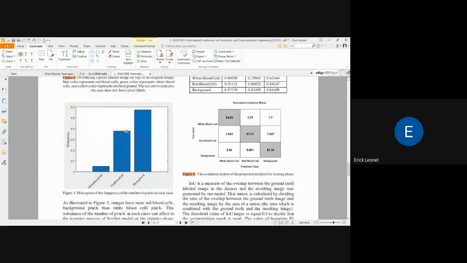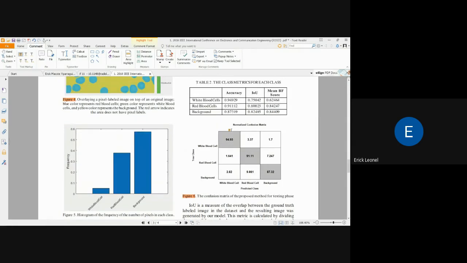At the same time, as shown in Figure 5, the images have more red blood cell and background pixels than white blood cell pixels. This imbalance in the number of pixels can affect the learning model in the training phase. That's why class weighting is utilized to balance classes.